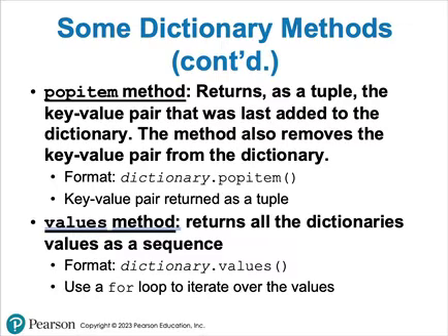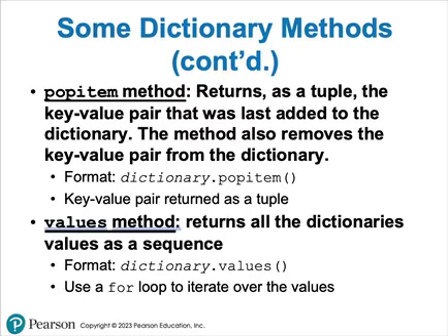Popitem returns a tuple. It's the key value pair that was last added to the dictionary, and it also removes that key value pair. I find this a little strange because it tells you that dictionaries are unordered, but yet it has the concept of the last thing that was added. So somehow Python is keeping track of the order items were added to a dictionary.